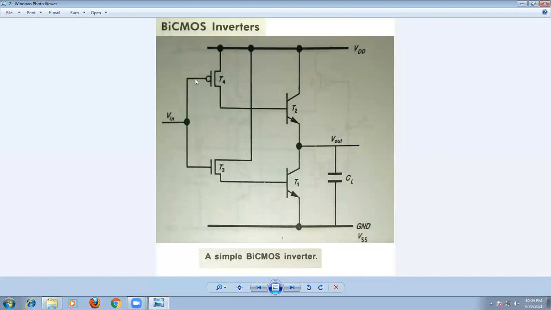Now, because a low voltage is applied at the gate of the transistor T4, this transistor turns on. When this transistor turns on, it supplies the base drive to the transistor T2. It supplies a large amount of current to the base of the transistor T2, so that T2 turns on.